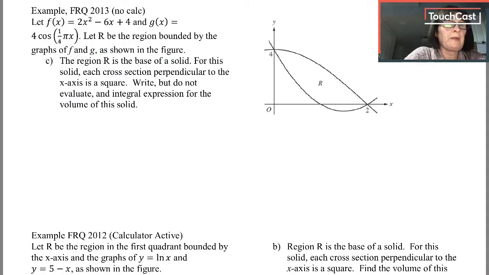We saw this picture back in 7.2 when we found the area of the region R. This time we've been told R is the base of a solid, and every time we slice through this solid perpendicular to the x-axis, the cross-section has a face that's a square. Remember, it's a square with thickness, so like a cheese slice. So can I write, but I do not have to evaluate, an integral expression for the volume of this solid?